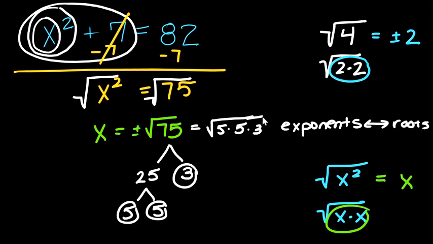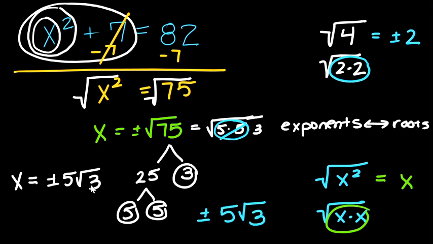And let's think about pairs there. We have a pair of 5s. That means that a 5 gets to be part of our answer, and that last little 3 is stuck inside of the square root. So our final answer here would be x equals plus or minus 5 times the square root of 3. So we're really combining what we've learned in the past about solving equations with our new skill of simplifying square roots.